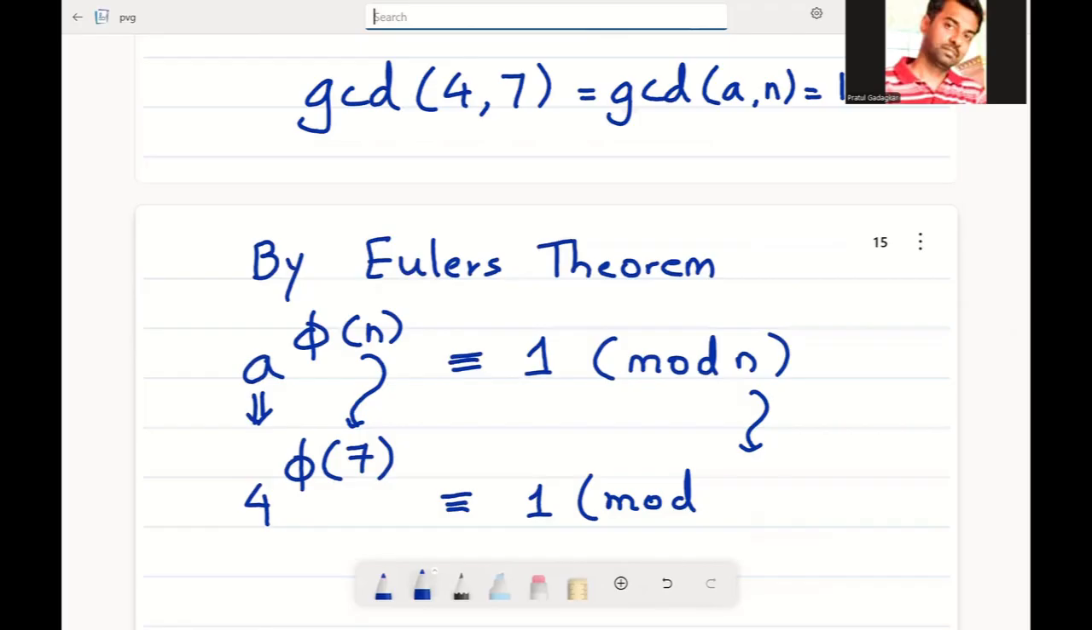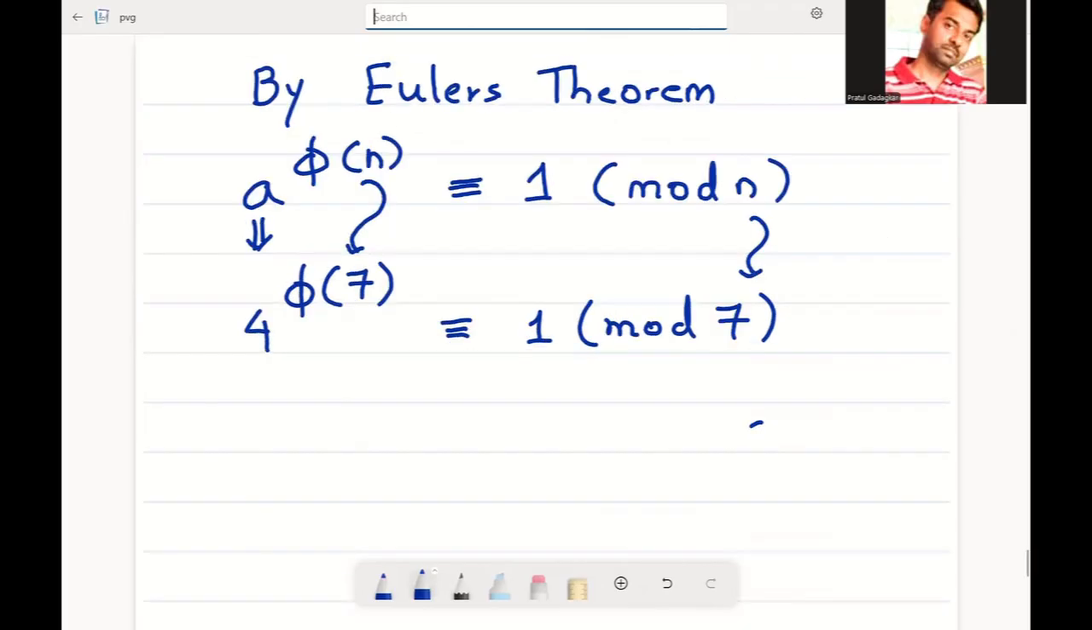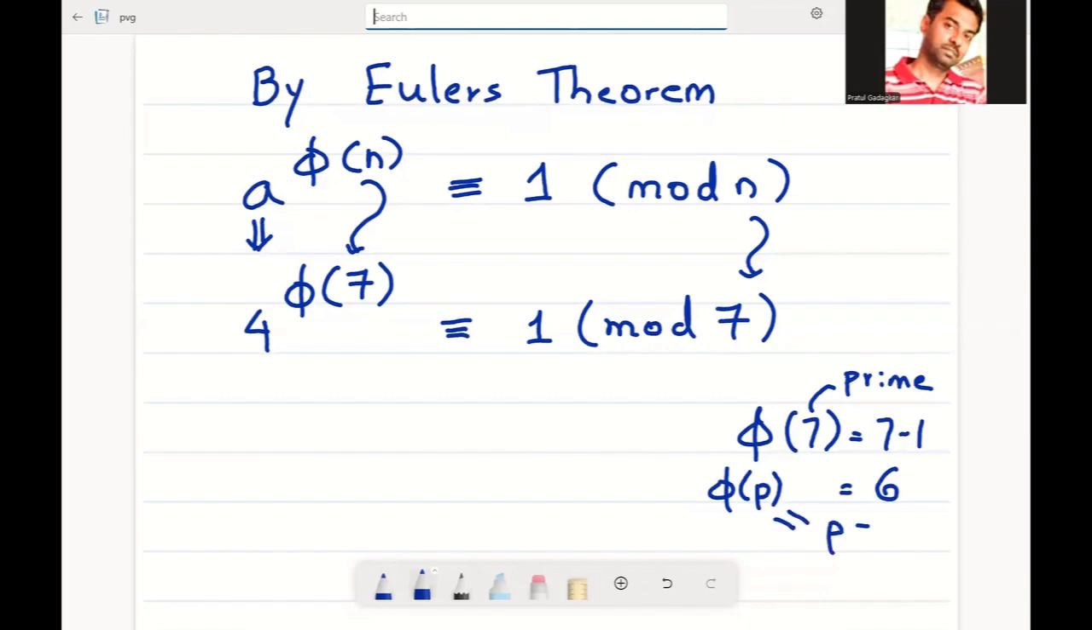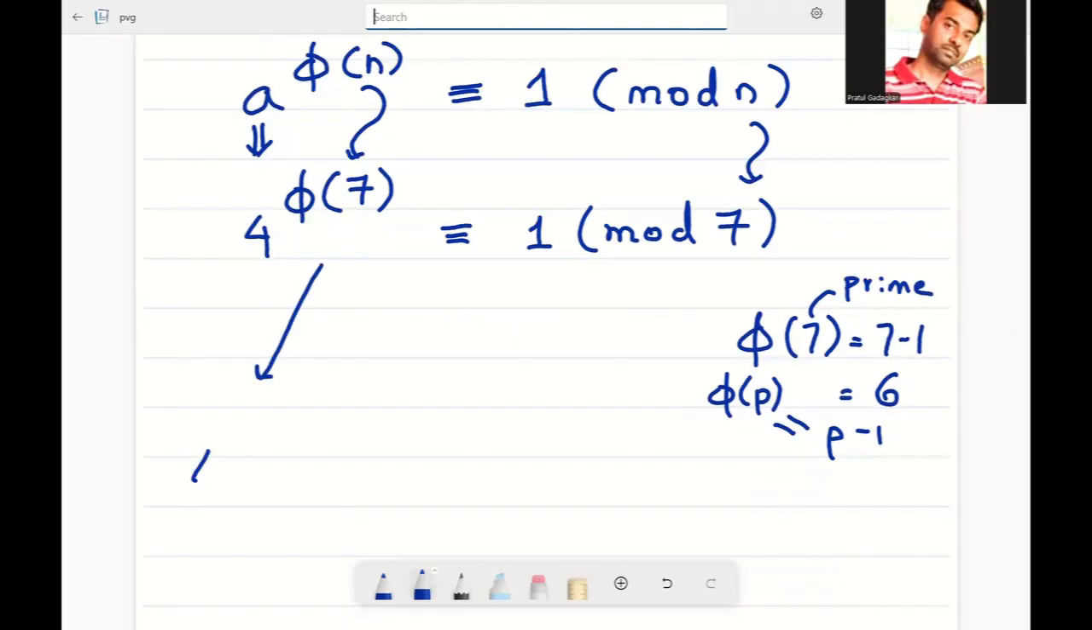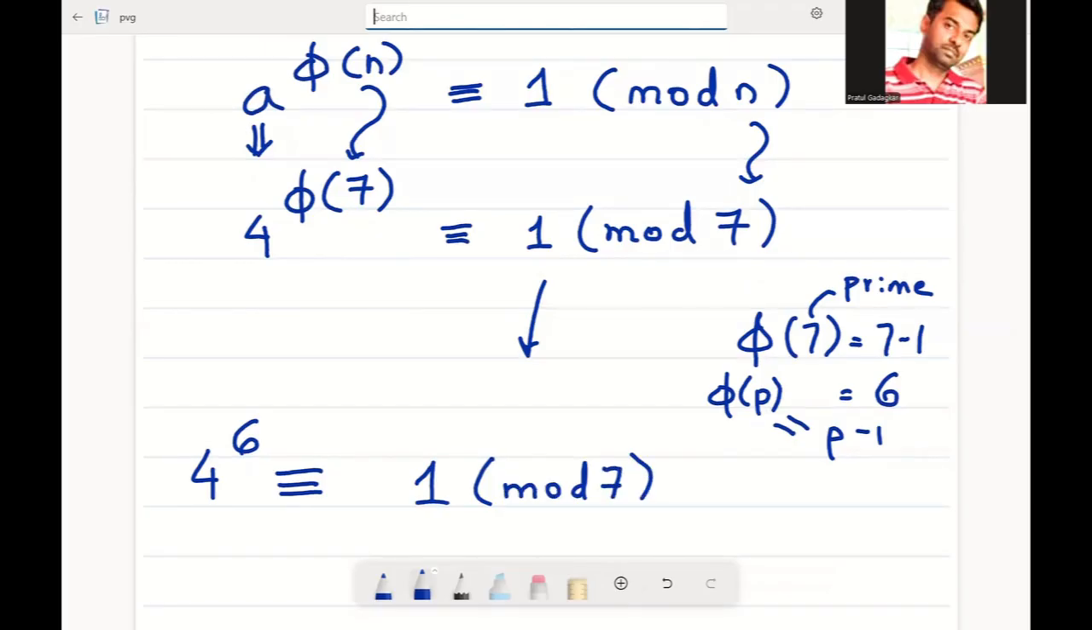N is 7. But we know that phi of 7 is 7 minus 1, which is 6, because 7 is a prime number. And we know that phi of p is always equal to p minus 1, right? So this means that 4 raised to phi of 7, which I'm evaluating as 6 here, is congruent to 1 modulo 7. 4 raised to 6 is congruent to 1 modulo 7.